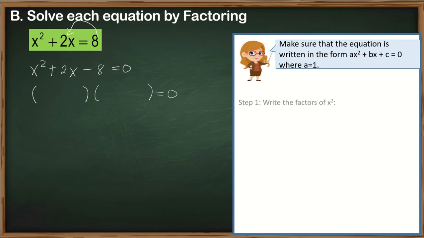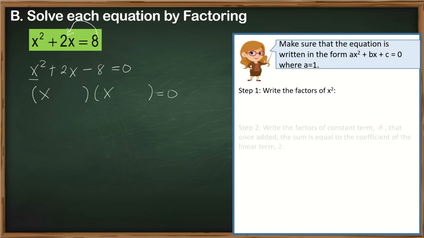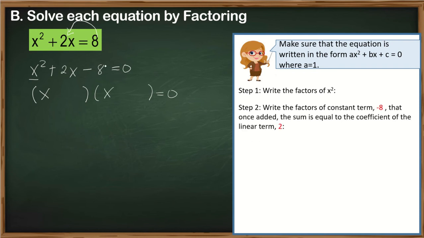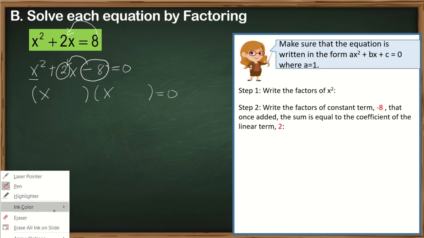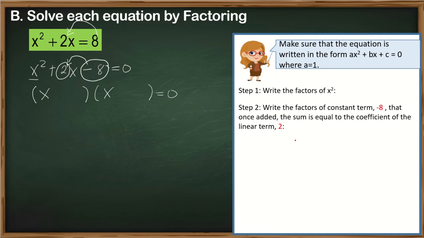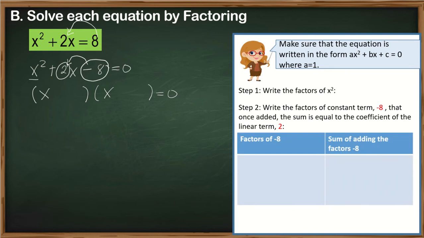Step 1, ano ang factors ng x squared? Ang factors ng x squared ay x times x. Next, ano ang factors ng negative 8 na kapag i-add natin silang dalawa, ang sum ay positive 2. Okay. So, let's make use of this working area to the right. So, ano ang factors ng negative 8? Actually, madali na siyang isipin kasi ang 2 ang sum.